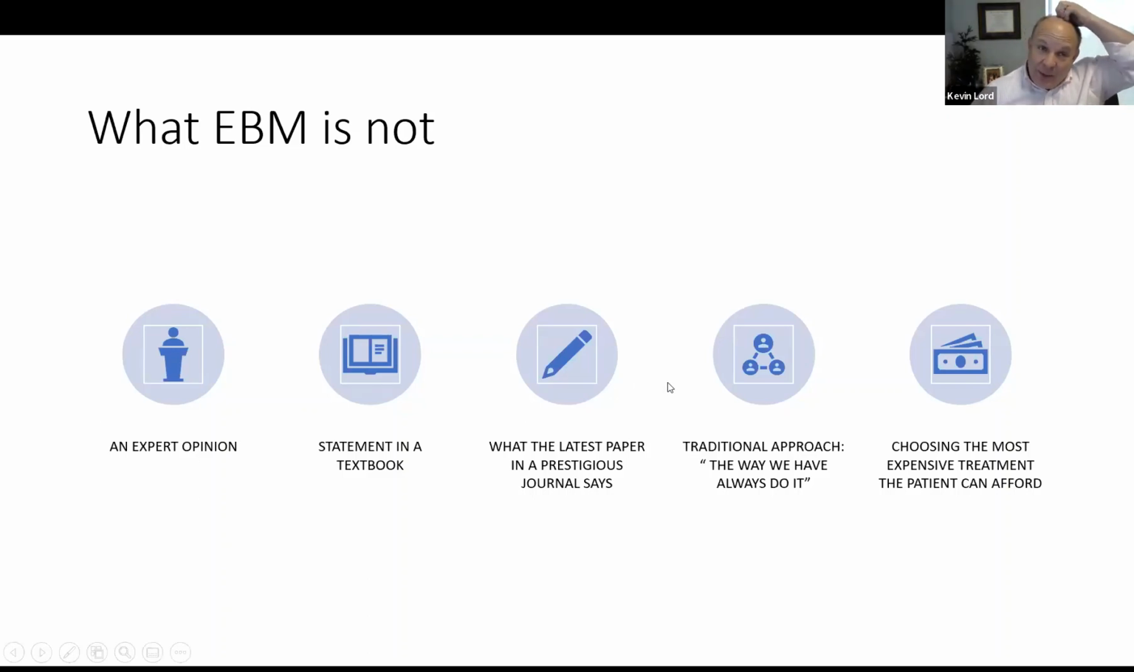So what evidence-based medicine is not? I always like to start with this because sometimes I get confused. I have a tendency to think of an expert opinion, a statement in a textbook, or guidelines as evidence-based medicine. So as I think of an expert opinion, because I've been doing this for 5 years, I've been doing this for 10 years, does it make it evidence? And the answer would be no. And the same for a statement in a textbook. The one thing I can think of is guidelines.